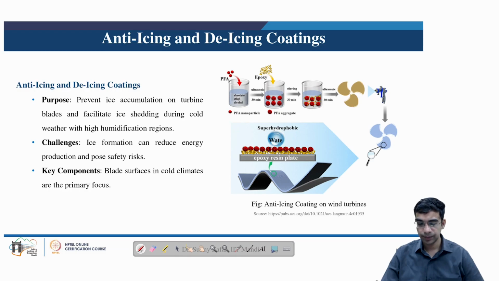The blade surfaces in cold climates are known to generate ice, and these are the primary focus of the anti-icing and de-icing coating. So here we can see the basic composition of the anti-icing coating, where certain nanoparticles are added in ethyl alcohol, and these are then sonicated with the epoxy and are applied on the blades. So these nanoparticles create a super hydrophobic surface which resists the formation of ice, as these surfaces repel the water droplets, thereby the ice formation is prevented.